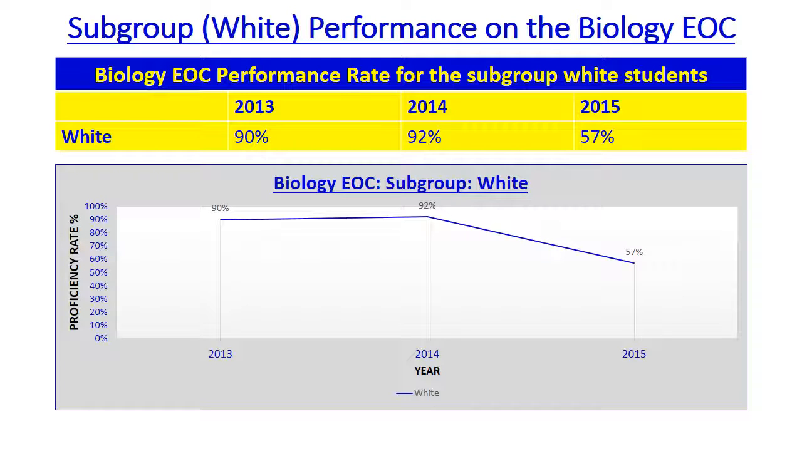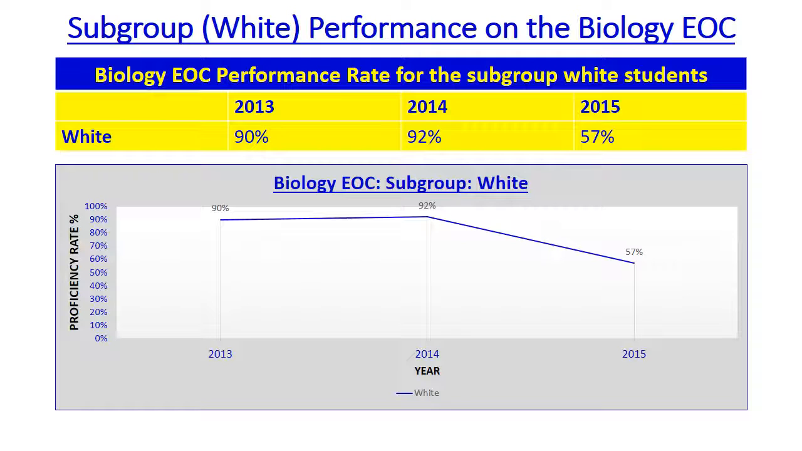Now we're going to get into the comparison of subgroups only at Brunswick High School between the two curriculum courses of biology and physical science. These are two of our EOC courses that are wrapped up in the science department. If you notice the white population in 2013, 2014, pretty consistent from 90% to 92%.